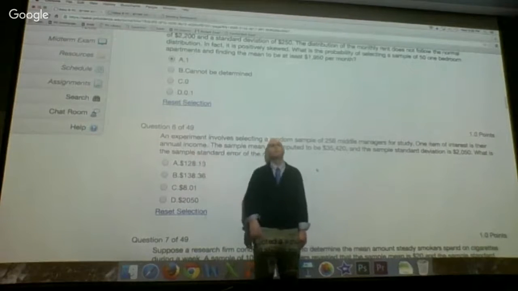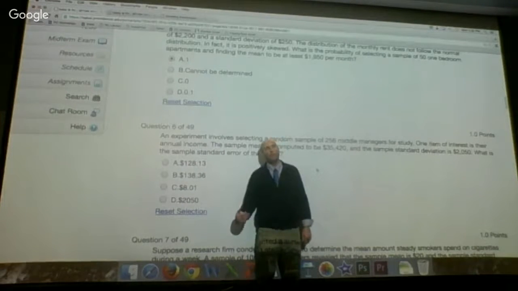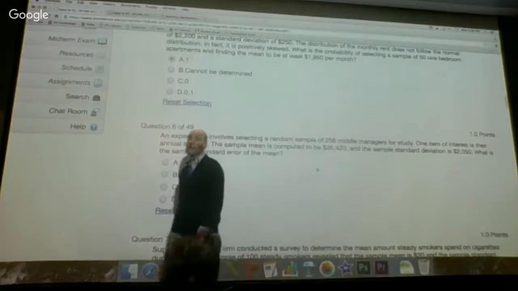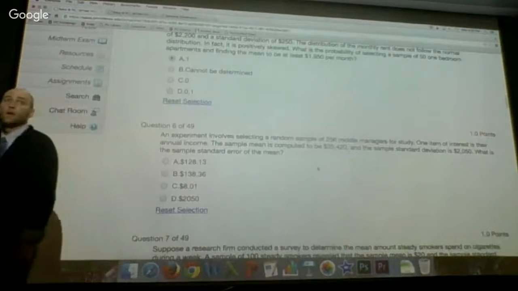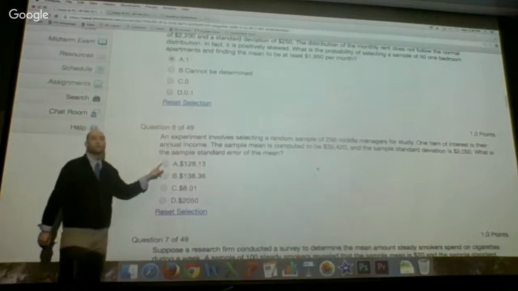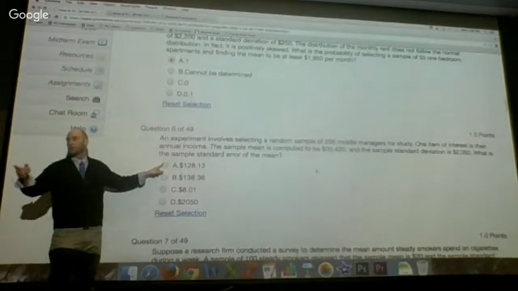Sample standard error means S sub x bar because you're using the sample standard deviation. And all you got to do here is take 2050 divided by 16, which seems like it would be something around 500 over 4, which sounds like it's about 125. We got something like that up here. My guess is this one. Is that what you computed?